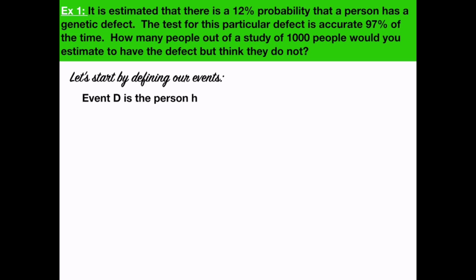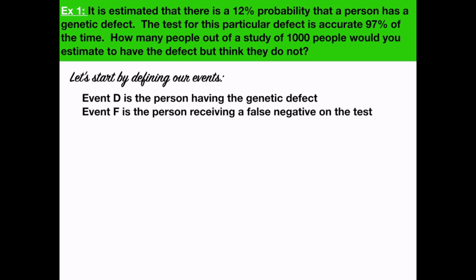So the first event is the person has to have the genetic defect. The probability that they have it and think they don't, that means they have to have it, okay? The second piece then is them thinking they don't have it. In order for them to think they don't have it, they would have had to have a test, and the test would have been a false negative. So the test would have come back negative, but in fact, they do have it. It should have come back positive, but it was wrong, okay?